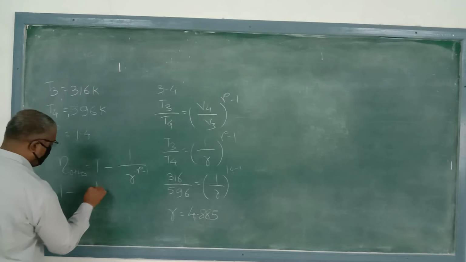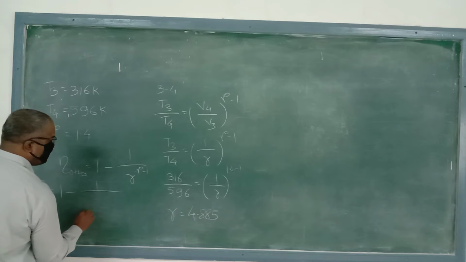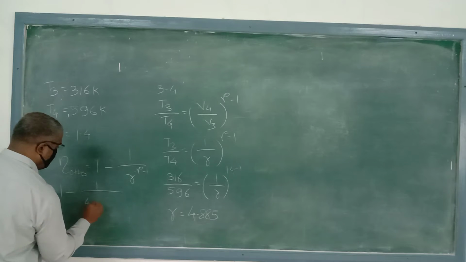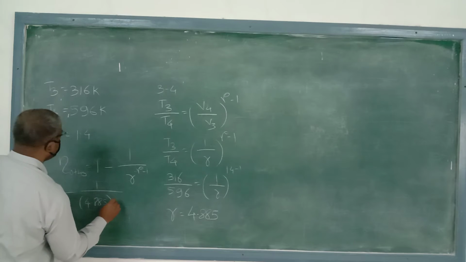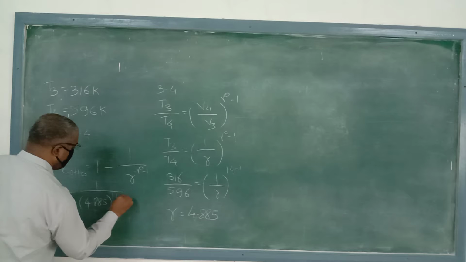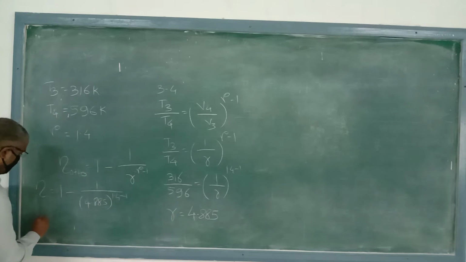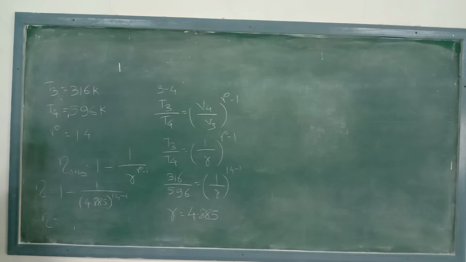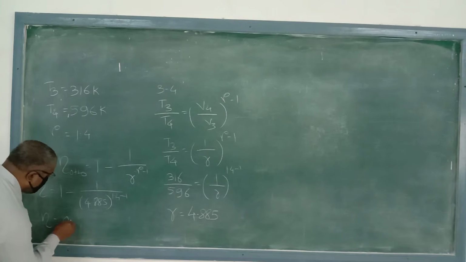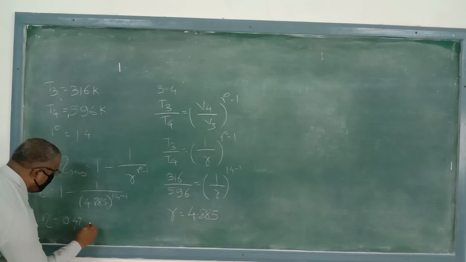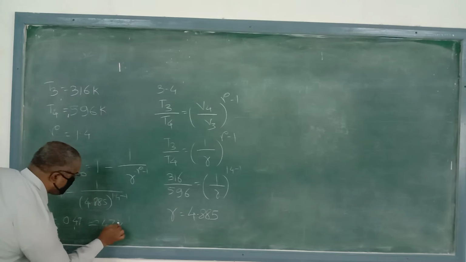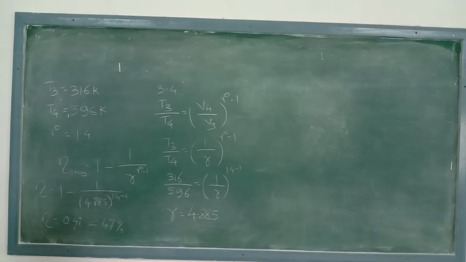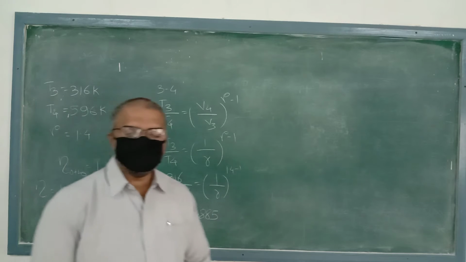1 minus 1 upon 4.885 raised to 1.4 minus 1. So after solving this, we get the efficiency of Otto cycle is 0.47, which is equal to 47%. So see which values they have given.